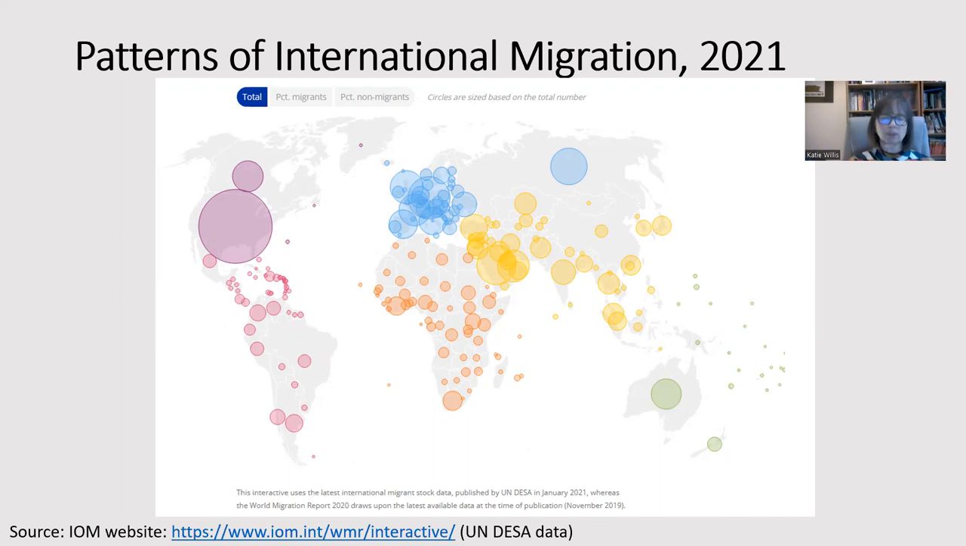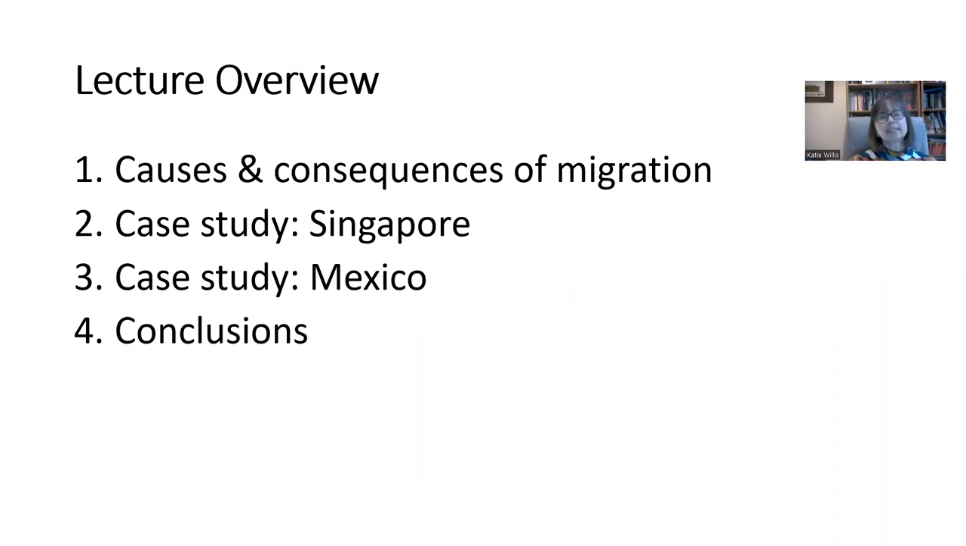What I want to do in this lecture is think generally about causes and consequences of migration. But because we're geographers, we want to think very carefully about context. I then want to think about two case studies, a case study of Singapore and then a case study of Mexico, before we go on to thinking about some conclusions.